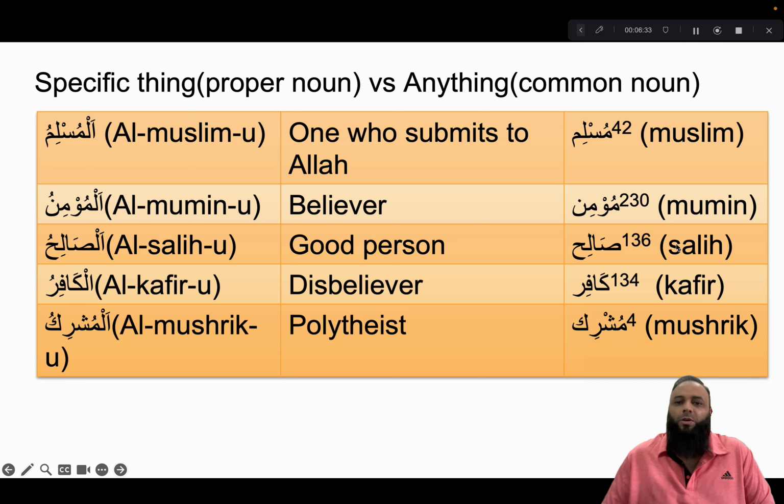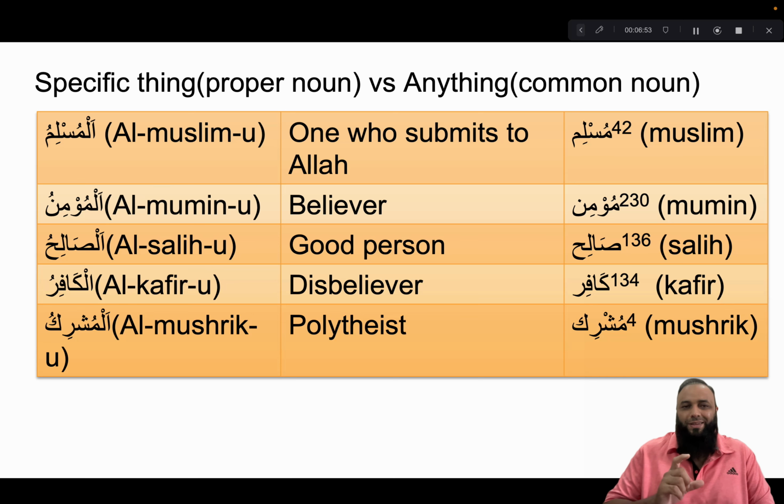and then you have Saleh. Saleh basically means a good person. Saleh is also the name of a prophet, and it's repeated in the Quran 136 times. So Al-Saleh means the good person. When you're talking about a specific person, the good person. So al kind of translates to the in English.